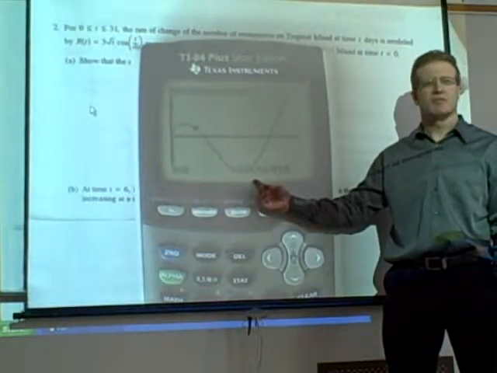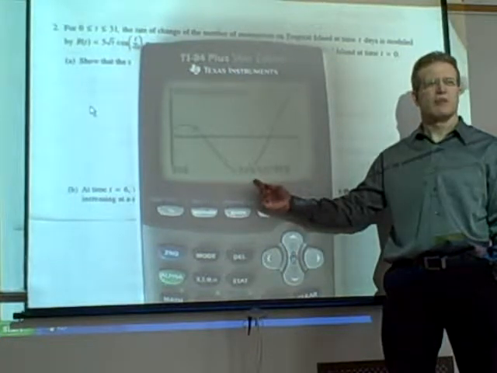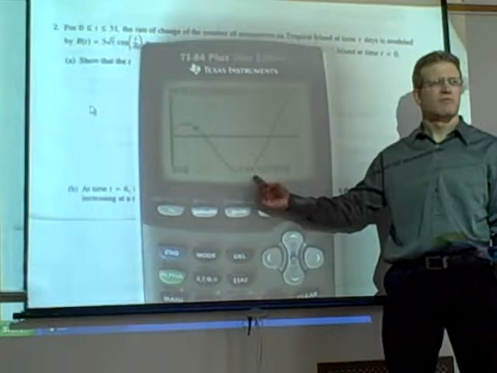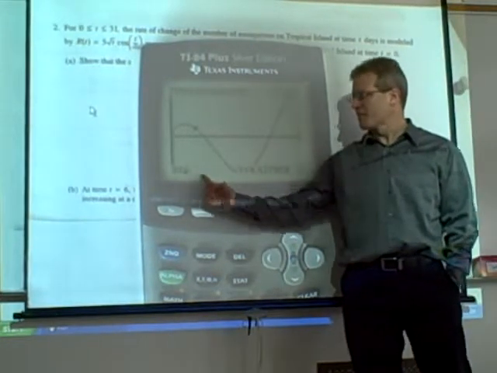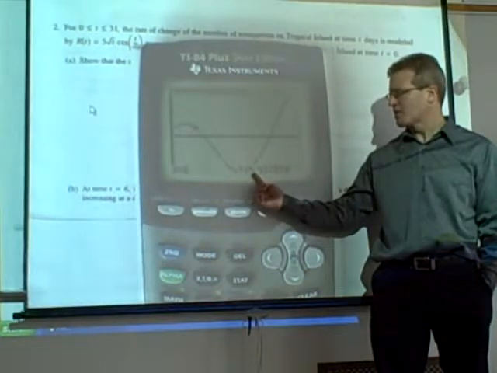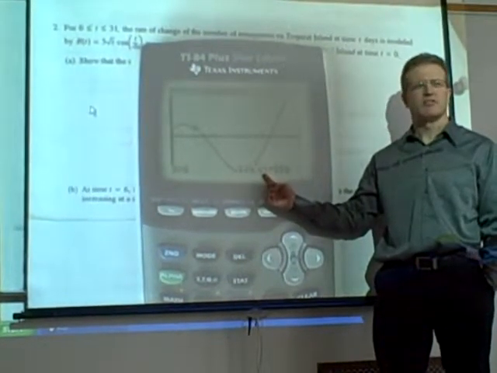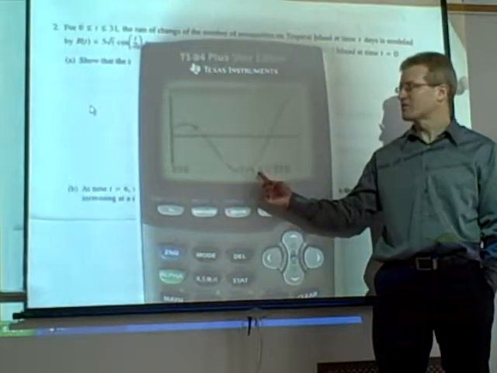I'm hearing some good guesses, but I haven't heard the right one yet, I don't think. Rate of change, yeah. So if this is the rate of change, what does that mean? It increases by 4 every day. Yeah, there you go. So on the 6th day, the amount of mosquitoes on the island is going up by 4.4379 mosquitoes per day. So it's increasing by about 4 mosquitoes a day. That's how fast it's increasing.